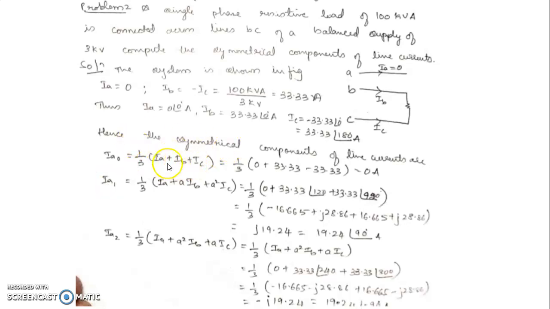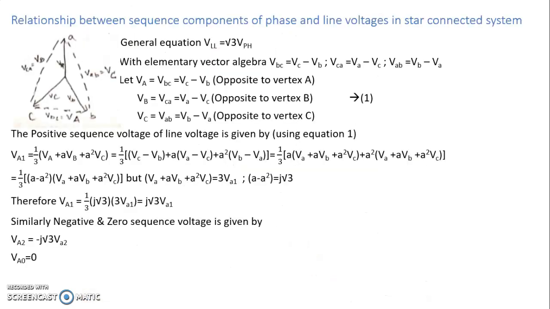They both get cancelled, so IA0 will be nearly equal to 0. Similarly for IA1, substitute the values, you will get it as 19.24 with an angle 90. IA2 will be 19.24, the same but with an angle minus 90. This is the other problem. In these problems, the important thing is that you just remember the two formulas. Previously what we have discussed, phase voltage in terms of symmetrical components and symmetrical components in terms of phase, both are used here.